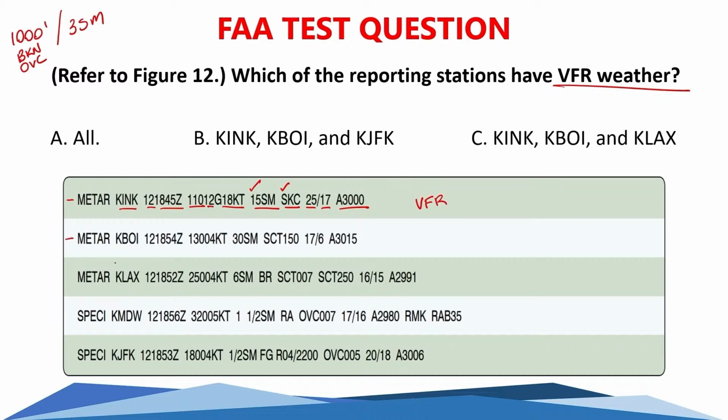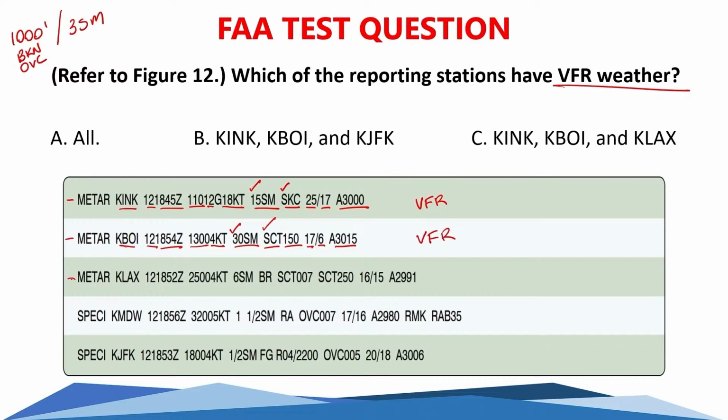For Boise, Idaho, standard METAR report for Boise on the 12th day at 1854 Zulu. We've got 130 at 4 knots, 30 statute miles, so that's VFR. Scattered at 15,000 feet, definitely above 1,000, so that's good. Temperature 17, dew point 6, altimeter 30.15. So this is also VFR as well.